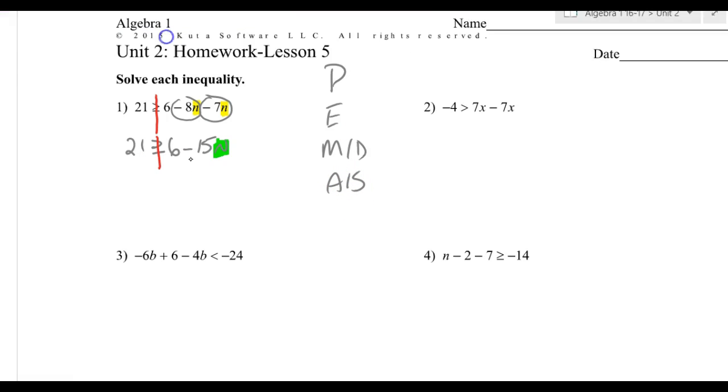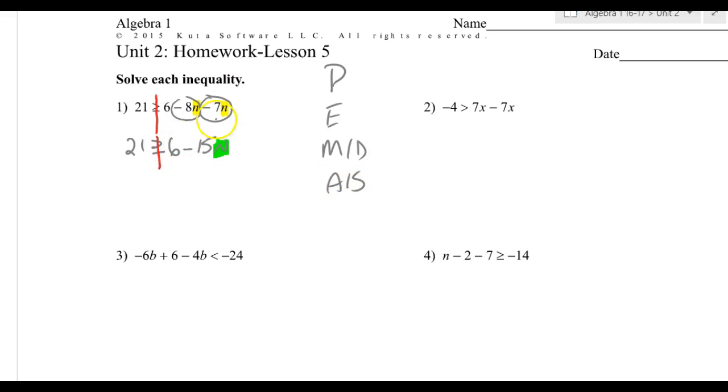Initially we might see this minus 15 as being subtracted, but when we talk about adding or subtracting or multiplying, dividing, it's corresponding to the n. And negative 15 is being multiplied by n, not added or subtracted. So this is the multiplying and dividing step. We can't do anything with this yet, because first we worry about adding or subtracting.